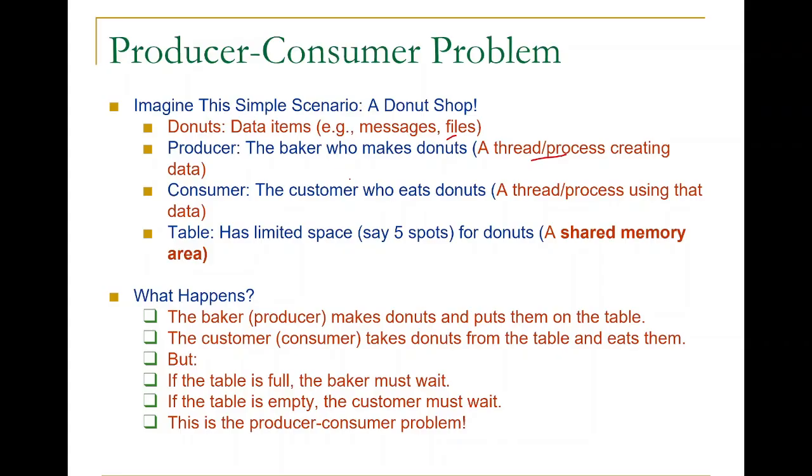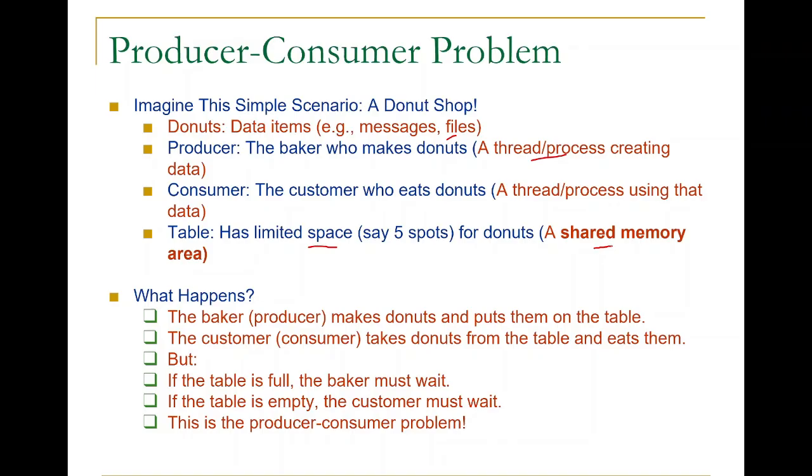Now, the baker just bakes the donuts and drops them on the table. The table has limited space, say 5 spots for donuts, as a shared memory. So we have a baker, a consumer, and a table. The baker puts donuts on the table, and the consumer has to eat. Our producer is the one creating the data, while our consumer is the one using the data. And the table is a shared memory location, or we can call it the buffer.